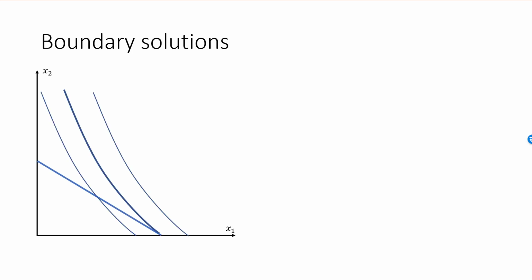Let's look at the graph when we have a boundary solution. We have the budget line and indifference curves. In this case, the optimal bundle is located on the x1 axis and the optimal bundle contains 0 units of good 2, x2 star is equal to 0. It's clear that this is indeed the optimal bundle. Any other bundle in the budget set will be located on an indifference curve that is below and to the left of the optimal one.